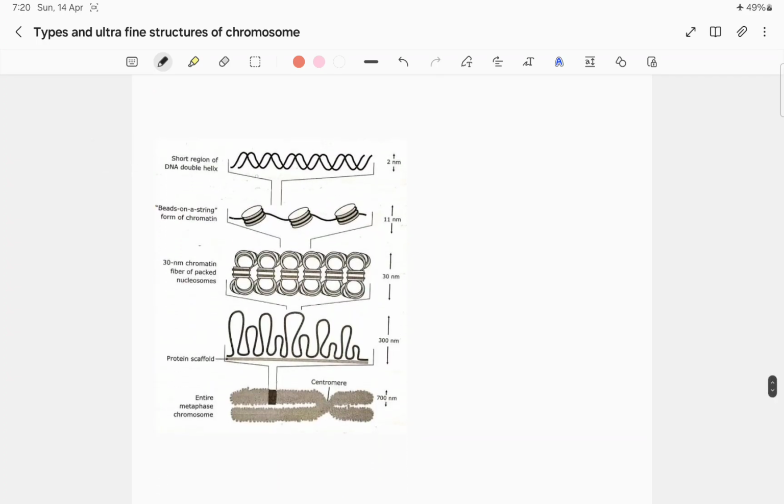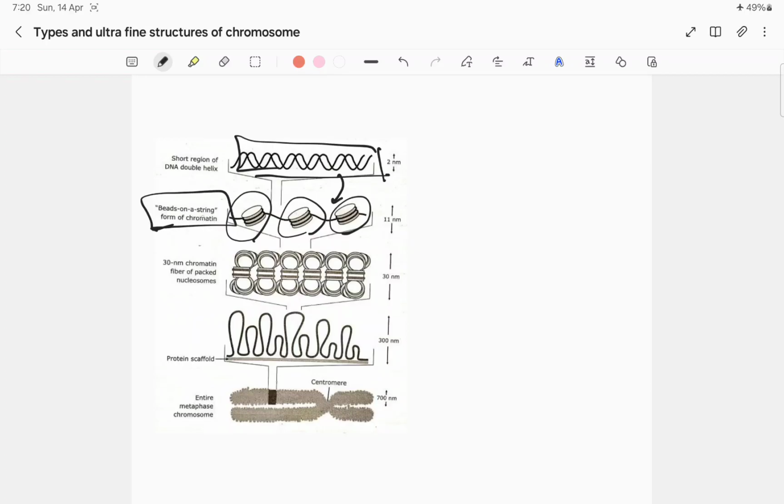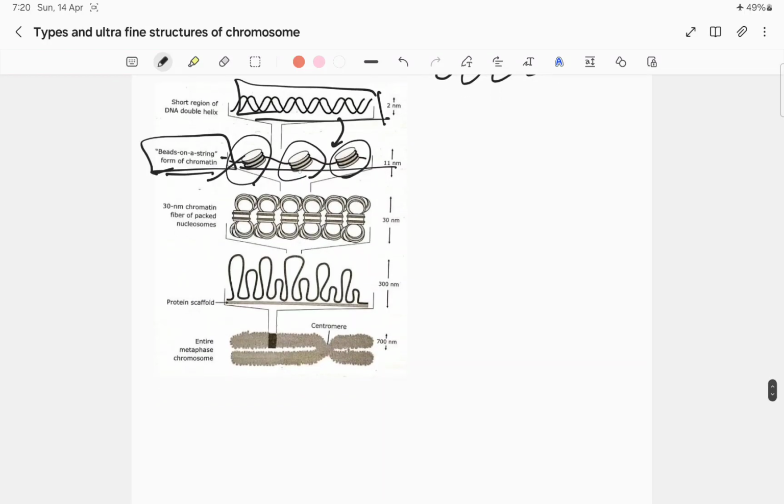See, this is our normal double helical structure of our DNA. This will be condensed and form this nucleosome, and here this is the beads on a string. If beads are present like this, this model also resembles that, so it's called the beads on a string form of chromatin, right? Again like this 6 will condense and form this solenoid structure. This structure is called the solenoid structure, and the size of this is 30 nanometers.